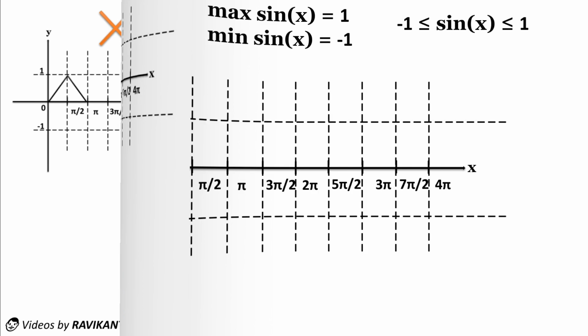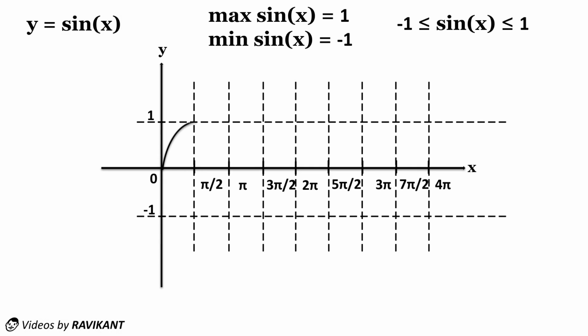So let's make a complete graph. In this graph, when x equals 0, we get y equals 0, because sine 0 degrees is equal to 0. Then we put x equals pi by 2, and we get y equals 1. Then we put x equals pi, and we get y equals 0. So this graph shows all the data is correct.